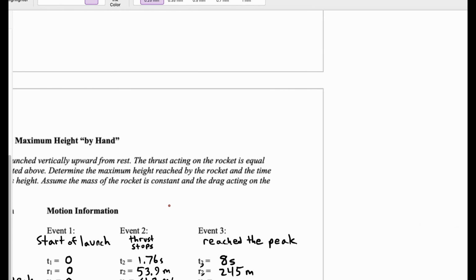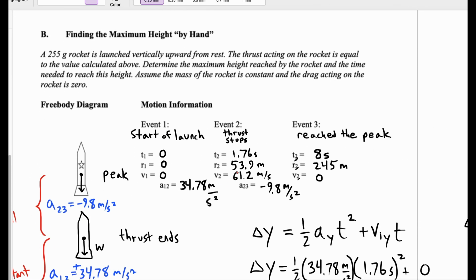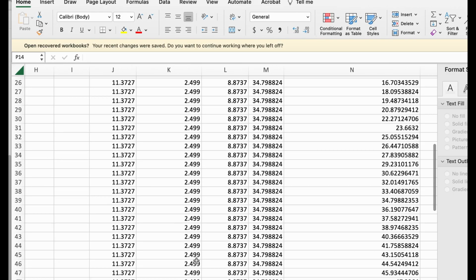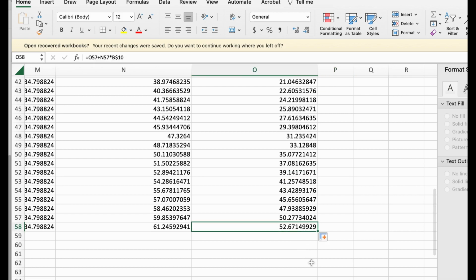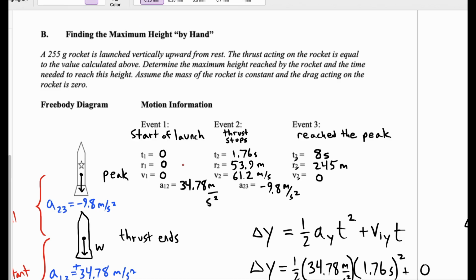Let's see. Did the values line up? I believe it did. It got to a height of around 50 something. This one says if it was a perfect calculation, it'd be 53.9. The spreadsheet says 52.6, which is pretty close to what the formulas would say. So yeah, so far so good.